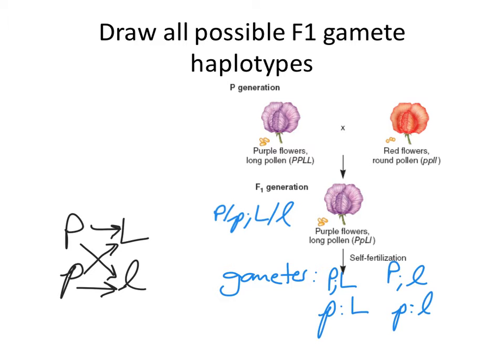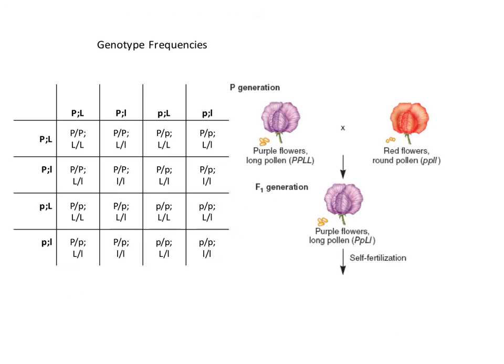Any questions at this point? Most of this is review. At this point, we could set up a Punnett square. So you could put the haplotypes of the gametes across 4 columns and down 4 rows and figure out the genotype of the next generation. And that's what I've done for us so that we don't have to spend a lot of time drawing stuff. That's exactly what this is.